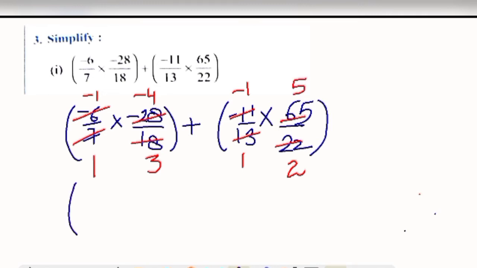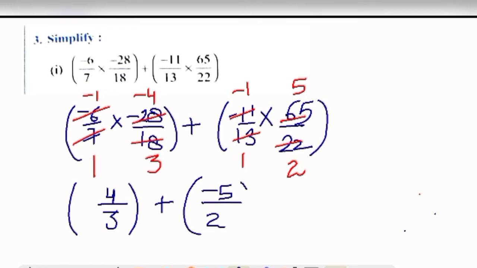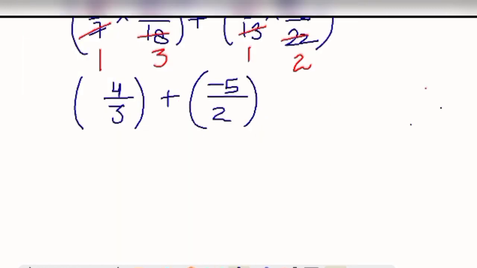Now in first bracket in numerator you have minus 1 multiply minus 4. 4 1s are 4 and minus minus plus. In denominator 3 1s are 3. Plus in this bracket 5 1s are 5 of minus sign and denominator is 2 1s are 2. Now open the bracket first. 4 upon 3 plus minus minus 5 upon 2.